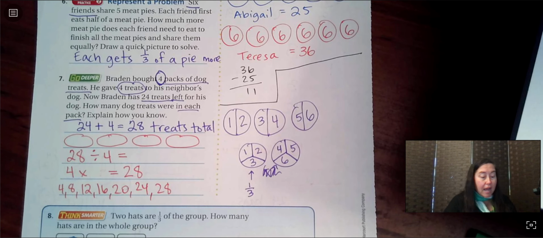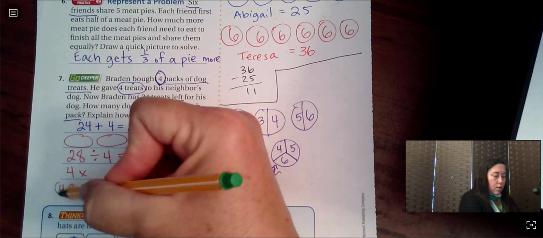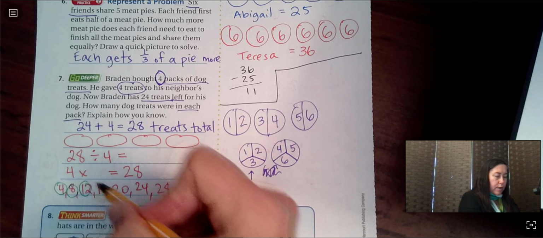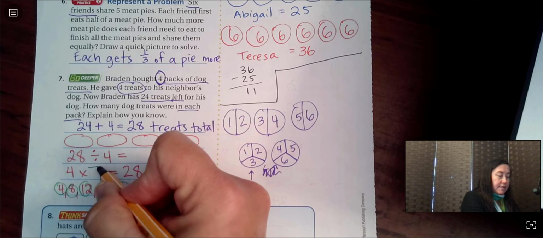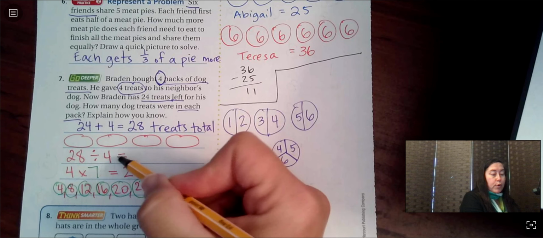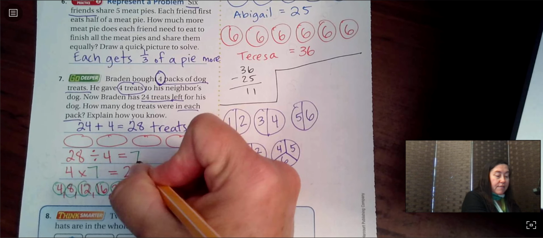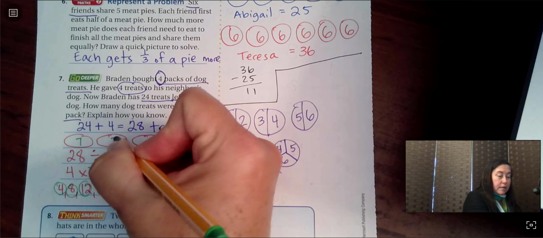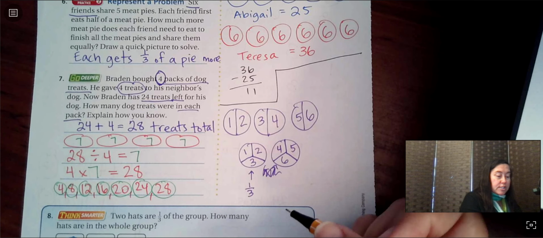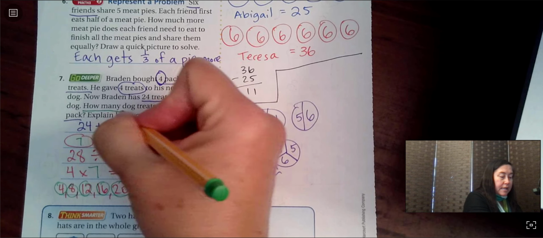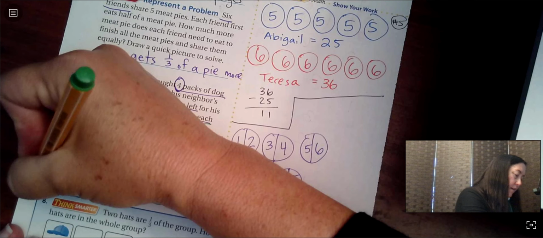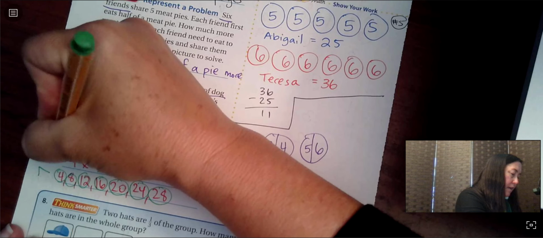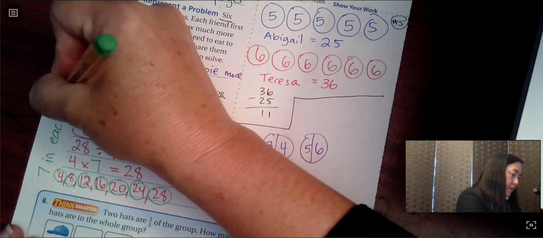And now how many times did we count by 4 to get to 28? 1, 2, 3, 4, 5, 6, 7. So 4 times 7 is 28. 28 broken into 4 equal groups would be 7 in each group. And the question said, how many dog treats were in each pack? So I ran out of space, but I solved it. 7 in each pack. Right?